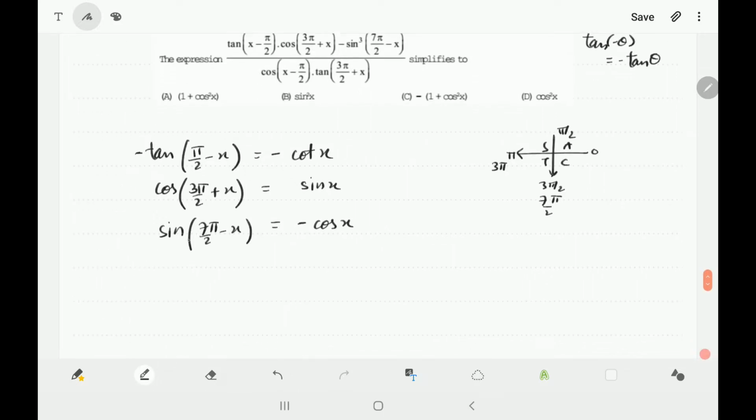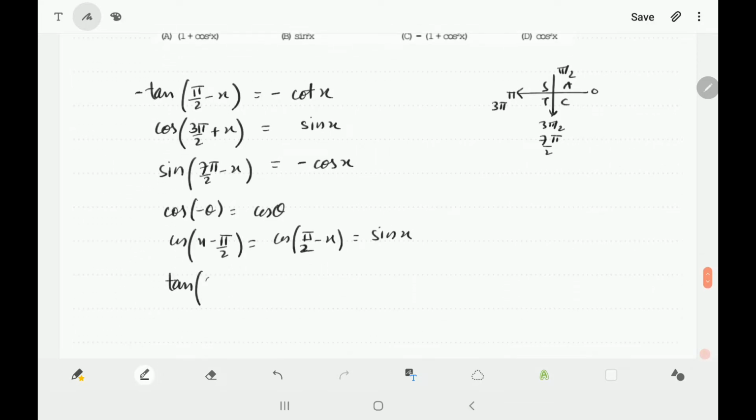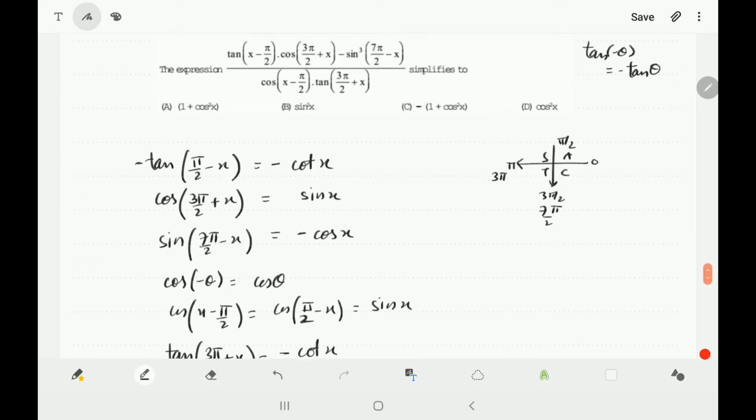Now cos of x minus pi by 2. Because we already know cos of minus theta is cos theta, you can write cos of x minus pi by 2 as cos of pi by 2 minus x, and this is in the first quadrant, so it will be sin x. Now tan of 3 pi by 2 plus x will be in the fourth quadrant, so tan will change into cot x with a negative sign. Now let's try to put in the values.